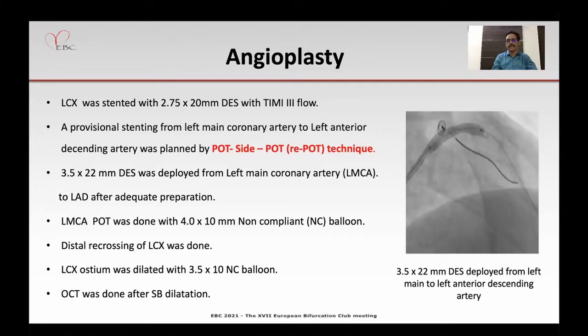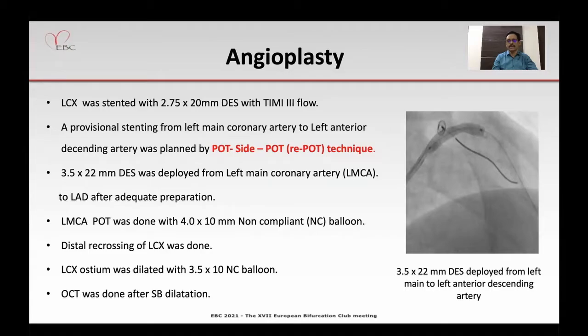The LAD lesion was adequately prepared, and then a 3.5 into 22 millimeters stent was deployed from LAD to left main with adequate length of stent in the left main. And the diameter of the stent was chosen according to the LAD diameter. After the deployment, the left main portion of the stent was optimized by POT with a 4 into 10 NC balloon.